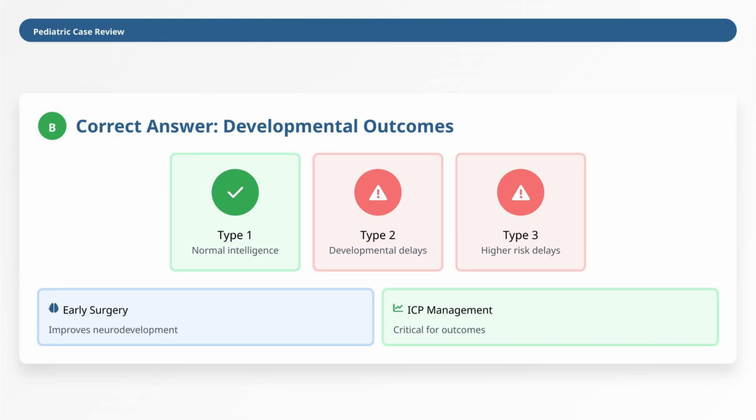The correct answer is B. Children with type 1 Pfeiffer syndrome typically achieve normal to near normal intelligence when intracranial pressure is properly managed with timely surgery. In contrast, types 2 and 3 carry higher risks for developmental delays and intellectual disability due to more severe cranial and neurological involvement. Early cranial vault expansion surgery significantly improves neurodevelopmental outcomes across all types.